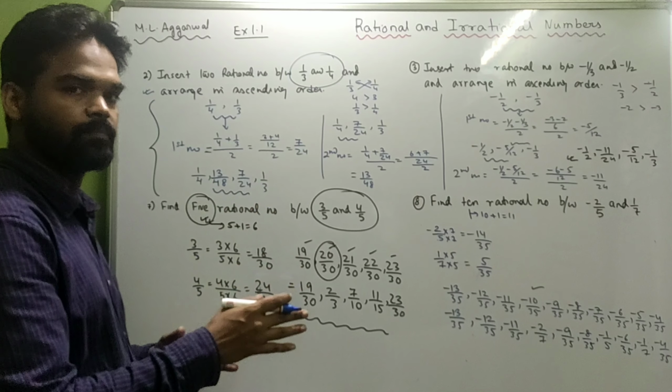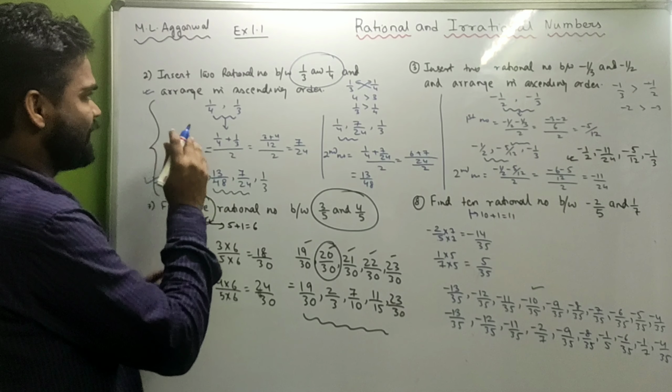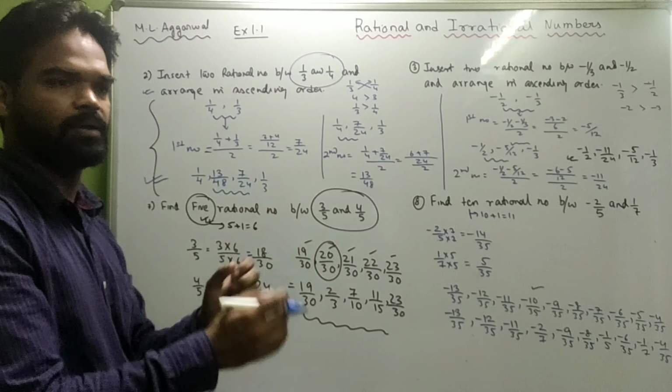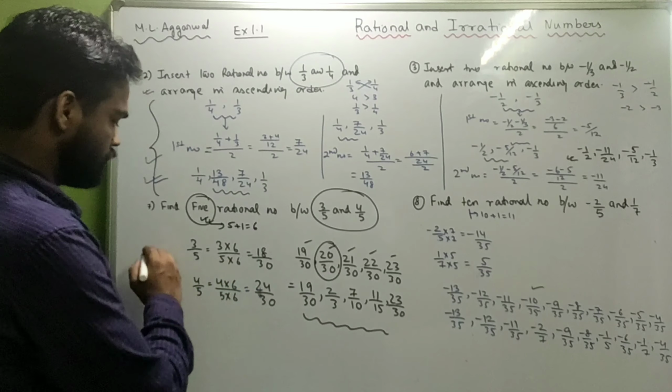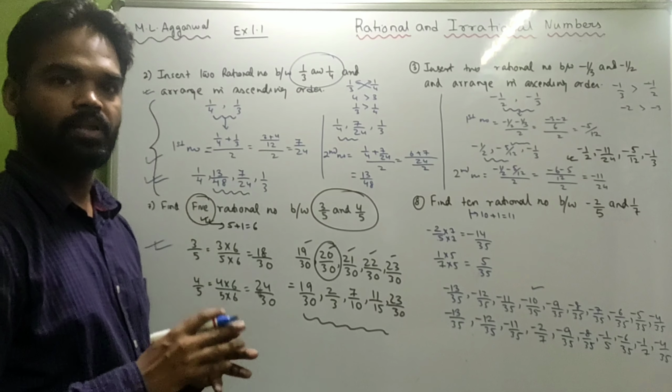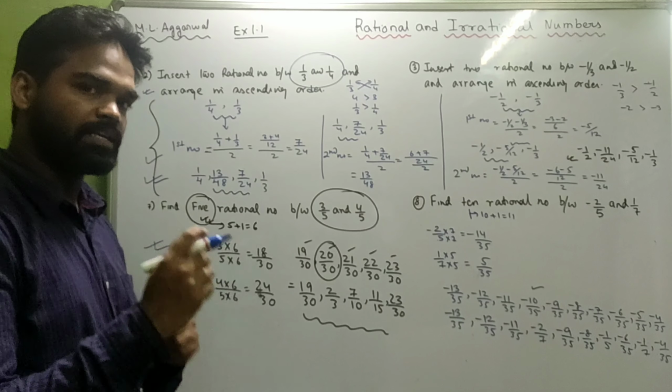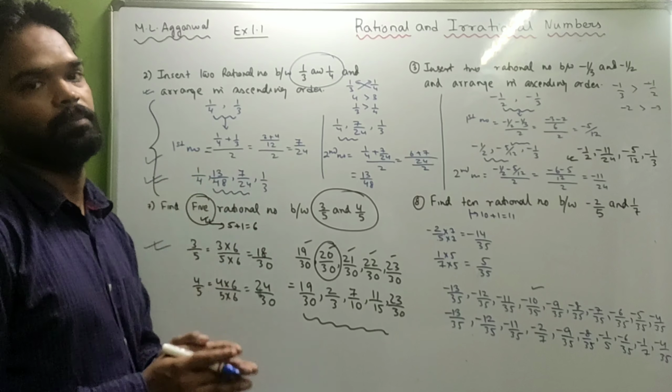You can choose any way. When you have to find fewer numbers, when you have to add fewer numbers between them, use the average method. But when it is more, 5, 10, then use this method. Am I clear? Now let us see irrational numbers.